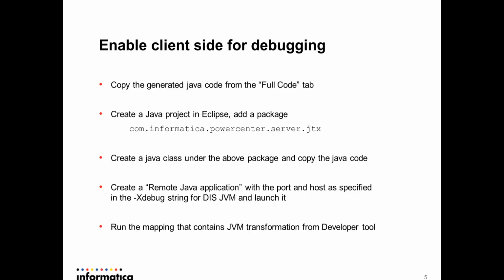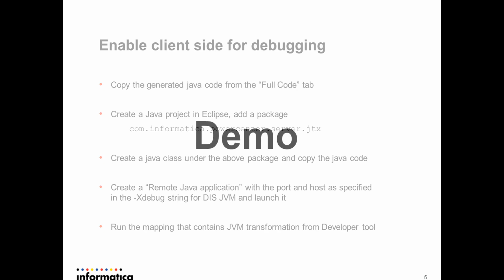After you have done that, you have to create a remote Java application launch configuration, and the port and host will be the port and host that you specified in the Xdebug option for the data integration service. Once you have done that, you have to launch the launch configuration and run the mapping, which will allow the debugger to activate once the mapping is run. So let's take a quick demo of how this process is done.